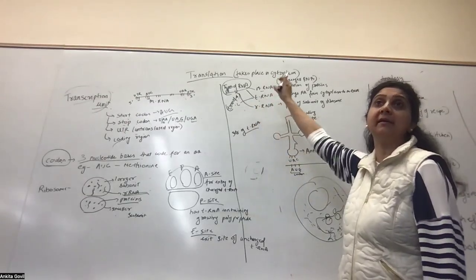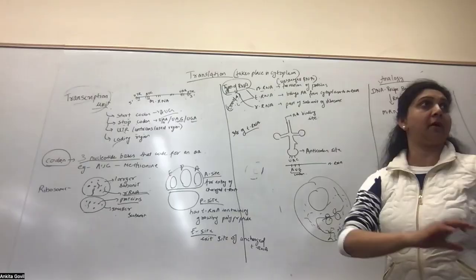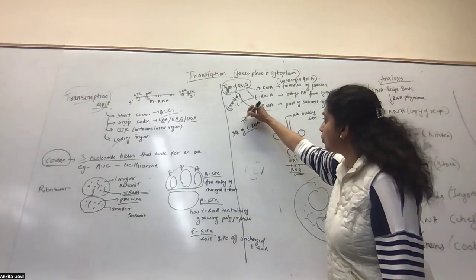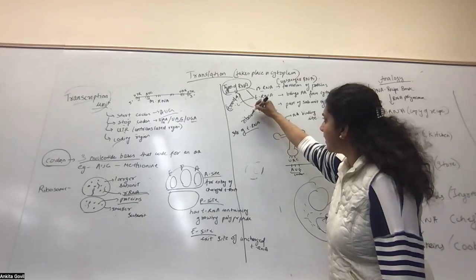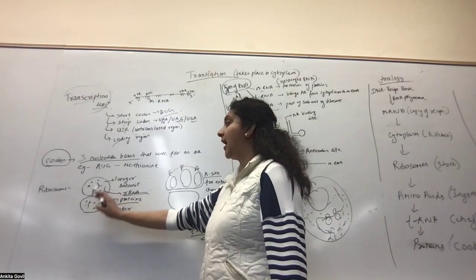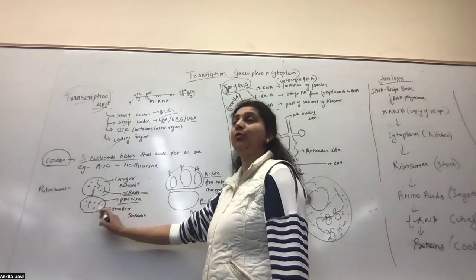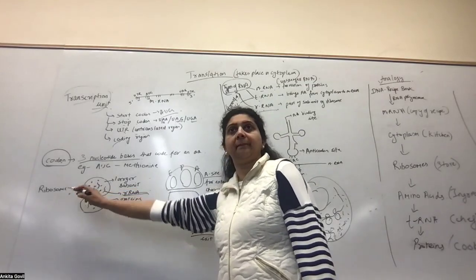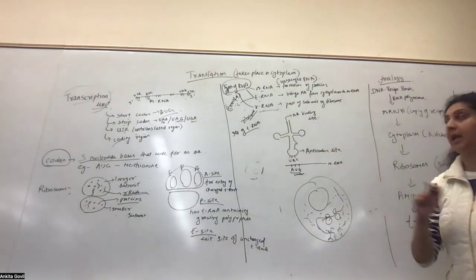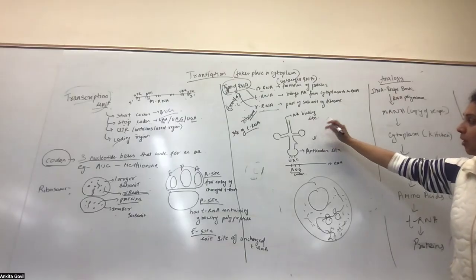You will understand it better when we do the actual whole process. Then rRNA, this is also called ribosomal RNA, and we just did it. It is a part of the large and small subunit of the ribosomes. All right, so these are the three types of RNA. Now, this is the structure of tRNA.